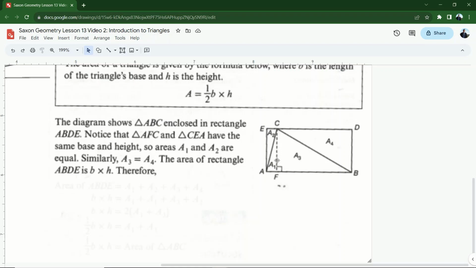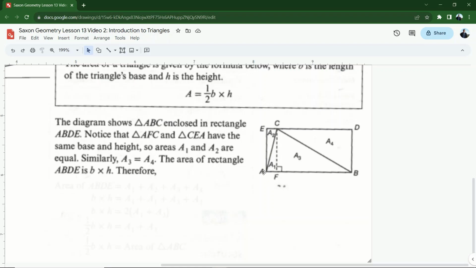AFC is this little one right here, and CEA have the same base and height. So the way that I would do this is for these two triangles, I would choose AF as the base of one and CE as the base of the other, but those are the same lengths because this is a perpendicular line, so it's going to move up along parallel to this line, and it's going to cut the same lengths off of the triangle.